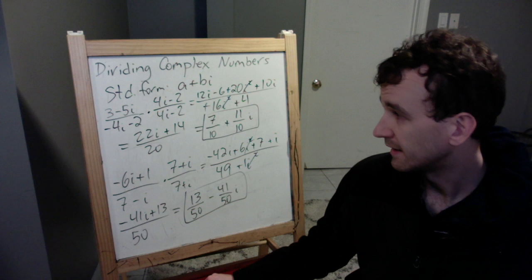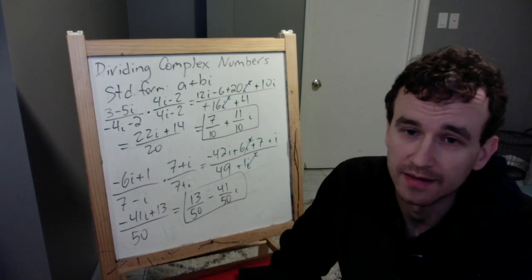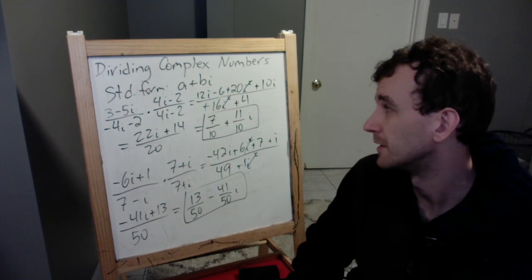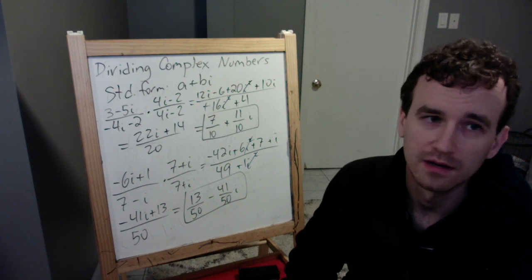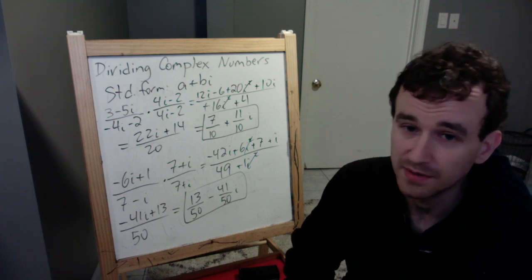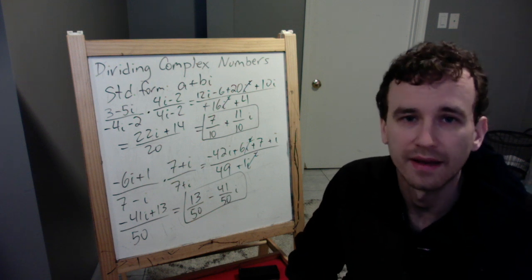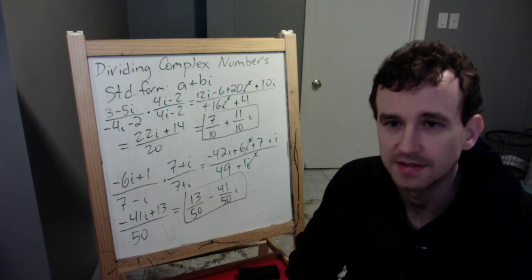That's how we go about dividing complex numbers. You just have to get rid of the imaginary in the denominator. And it's a good review of properties of doing arithmetic with complex numbers, because you have to multiply and add and subtract as you're going through the process of division.